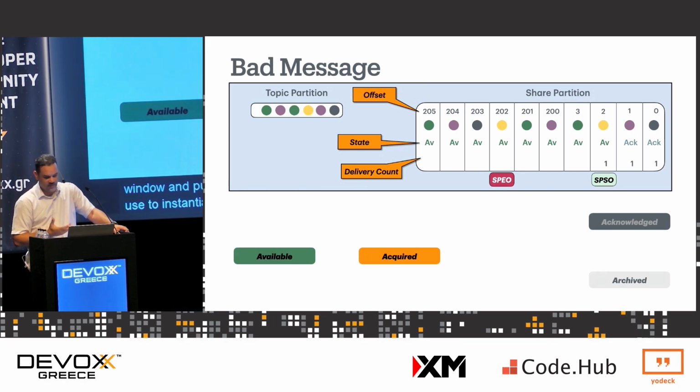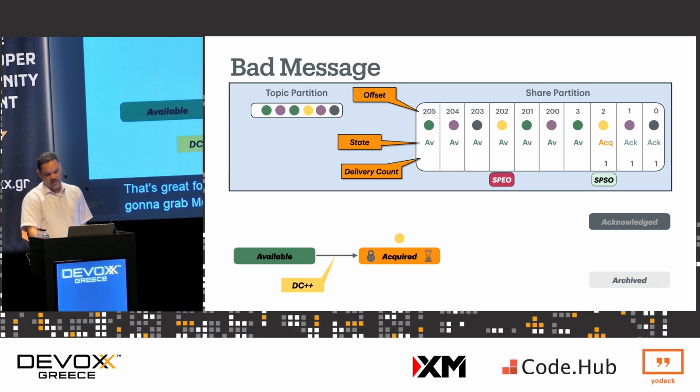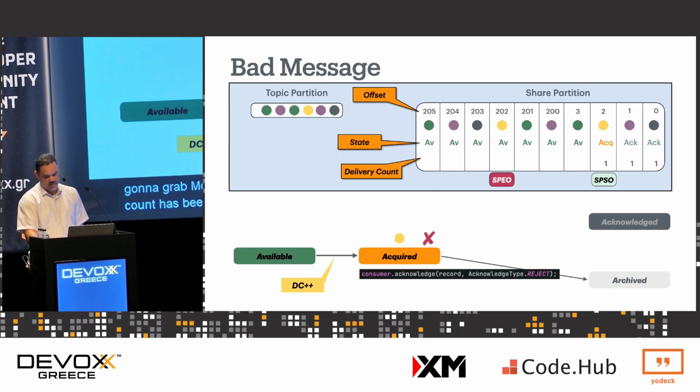That's great for the go right path. What about when things go sideways? All right, so we're going to grab message number 2 here. It's going to go to the acquired state. Its delivery count has been incremented, and something happened with this event, meaning that maybe it's a garbage event.